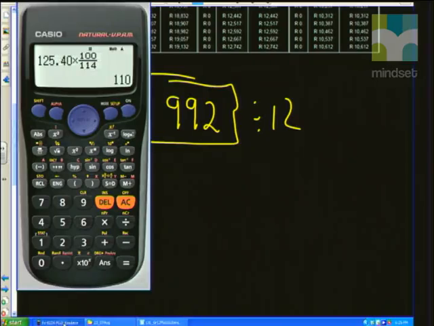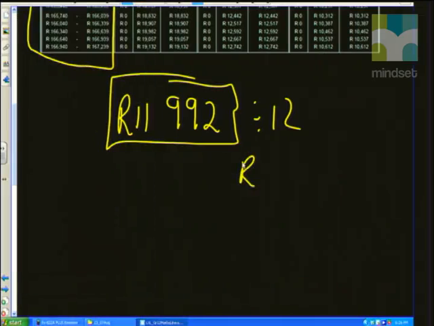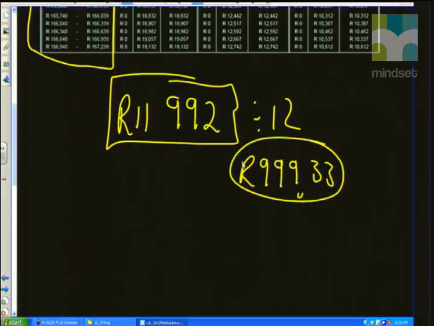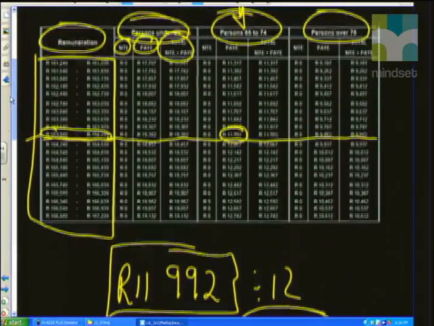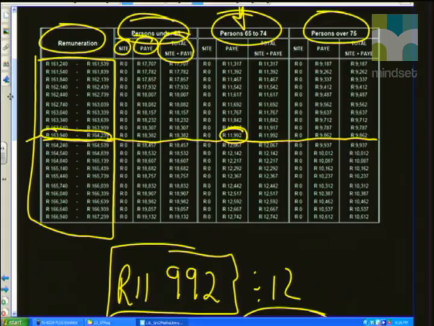So let's do that. I had 11,992, divide that by 12, and we get an answer then of 999 rand and 33 cents. So that's what the person's going to pay every month. Now, guys, this is such an easy way of calculating your tax, because all you're doing is looking at a table, and saying, that's how much I earn, that's my age, where do the two meet? How wonderful and how basic is that?